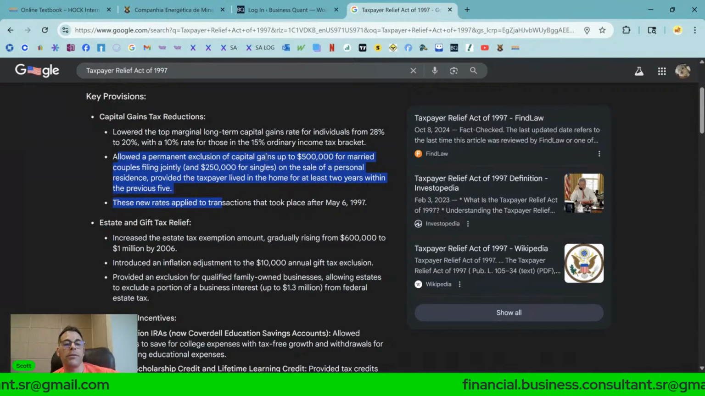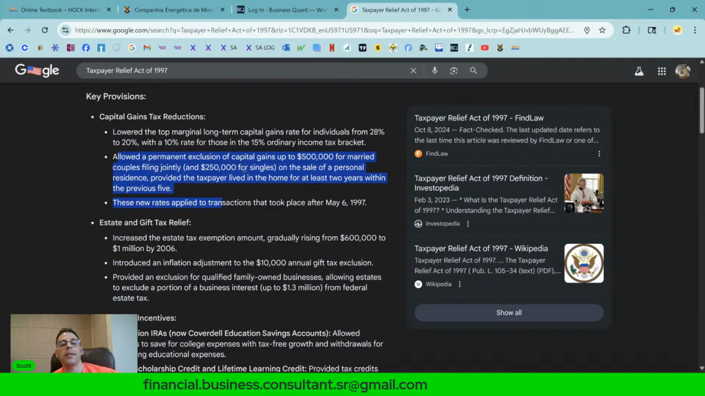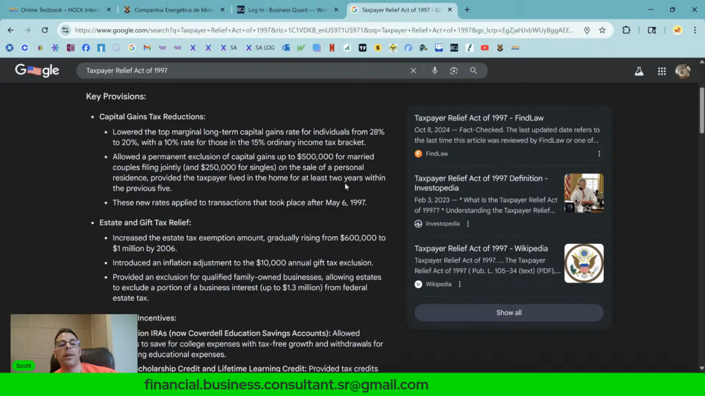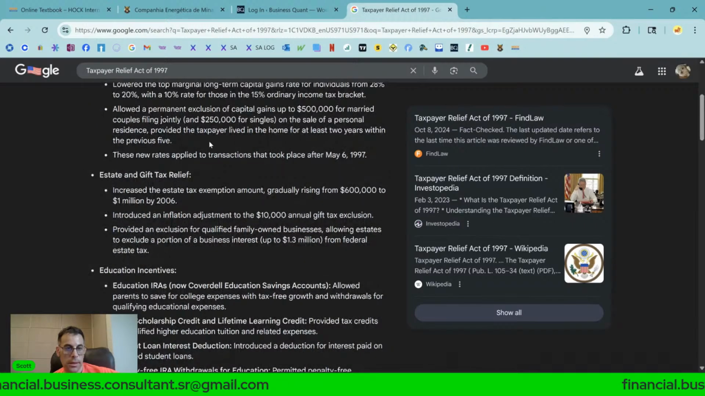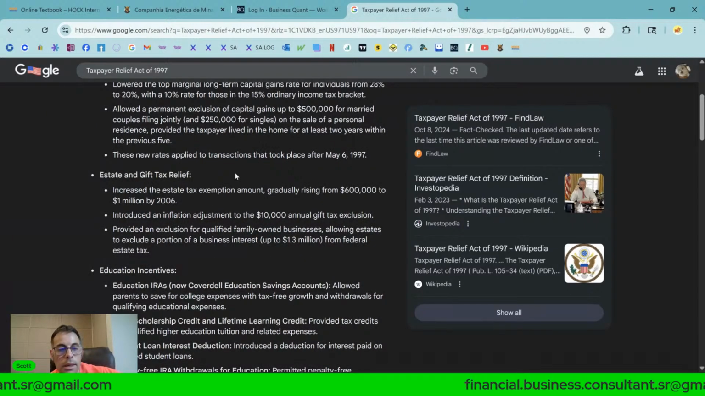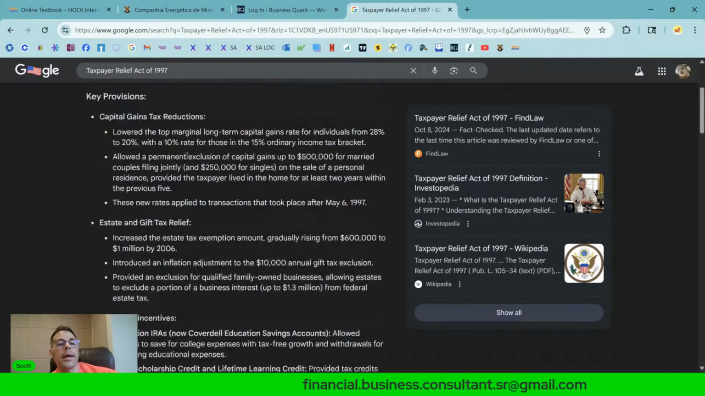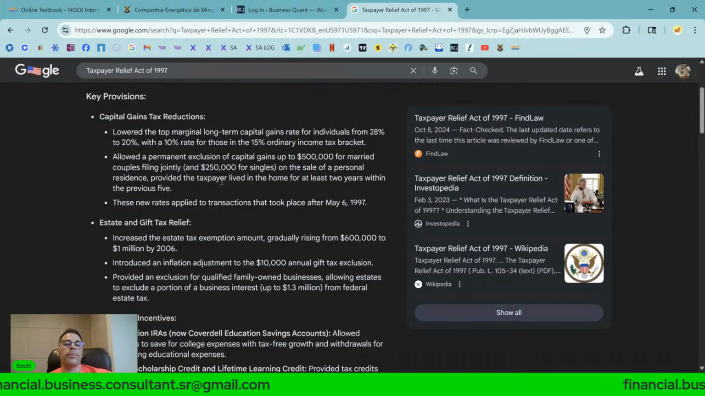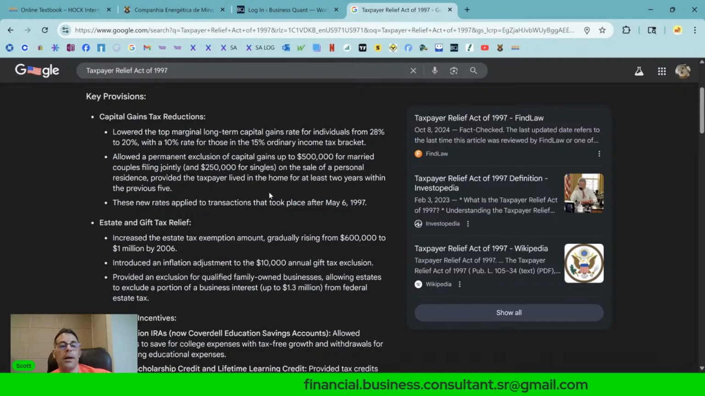A permanent exclusion of capital gains up to $500,000 for married couples and $250,000 for single people on the sale of a personal residence. But you have to live in the home for at least 2 of the last 5 years. That's a pretty big one, because a lot of people own a home. So that's a big tax deduction that he passed.